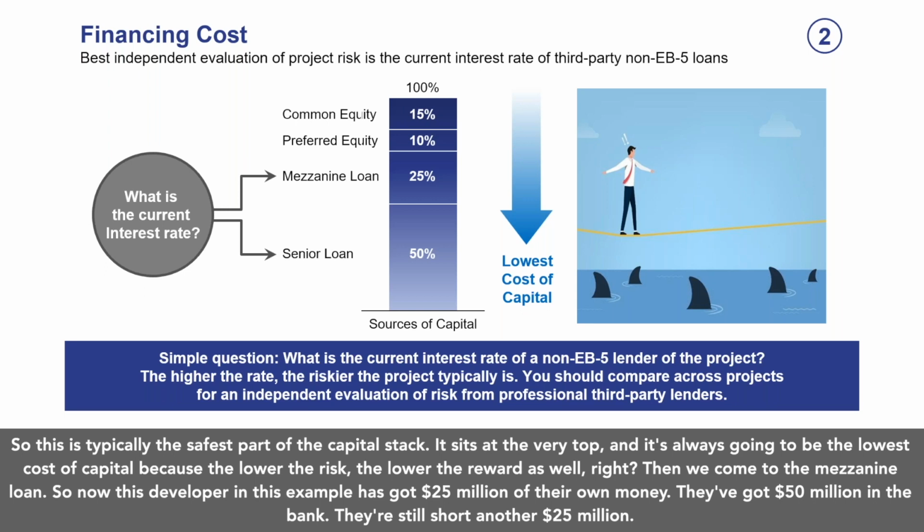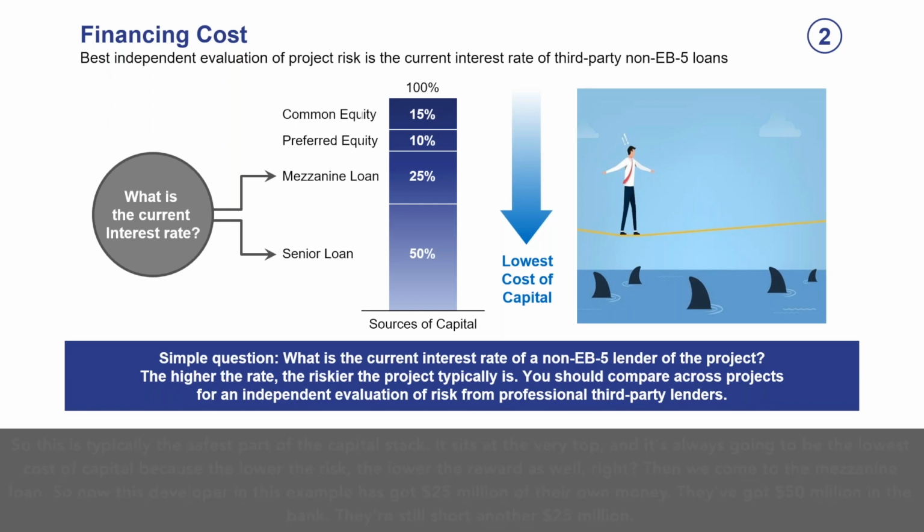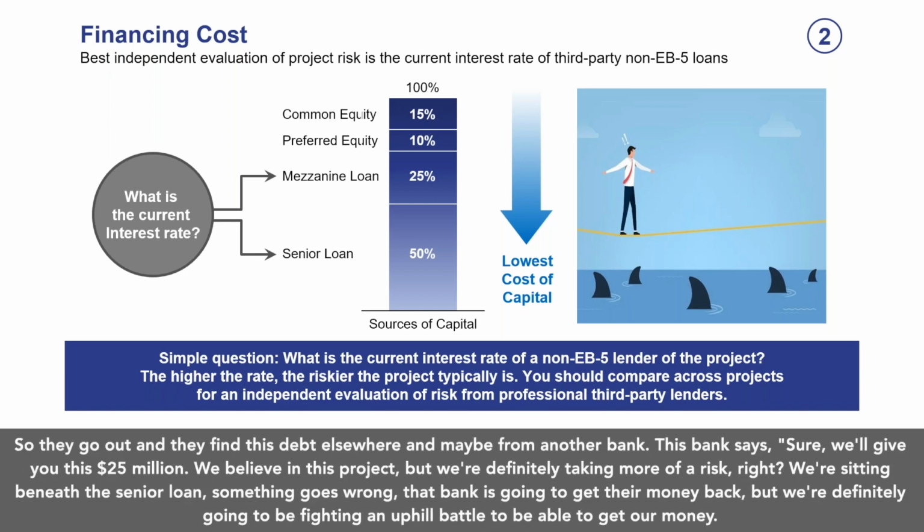Then we come to the mezzanine loan. So now this developer has $25 million of their own money. They've got $50 million from the bank. They're still short another 25 million. So they go out and find this debt elsewhere, maybe from another bank. And this bank says, sure, we'll give you this 25 million.